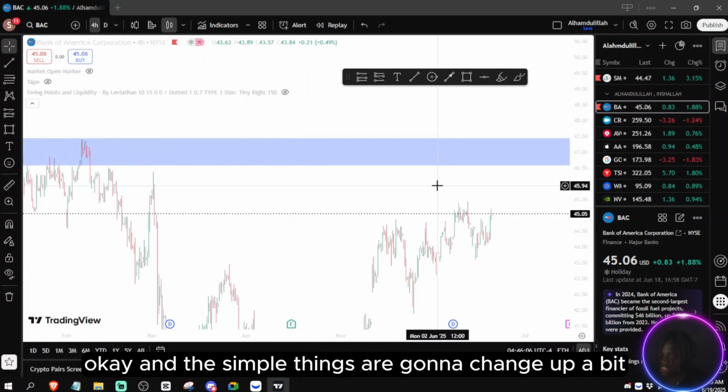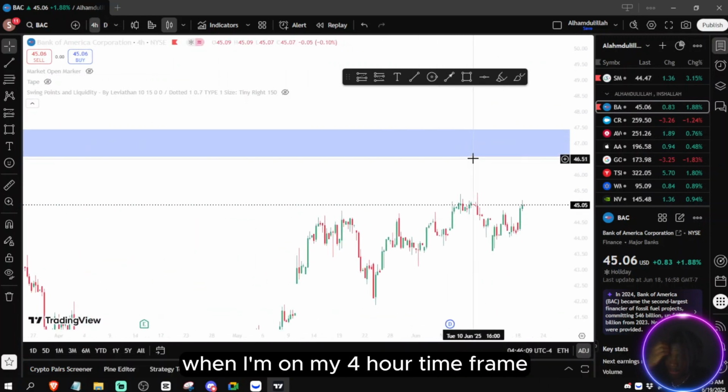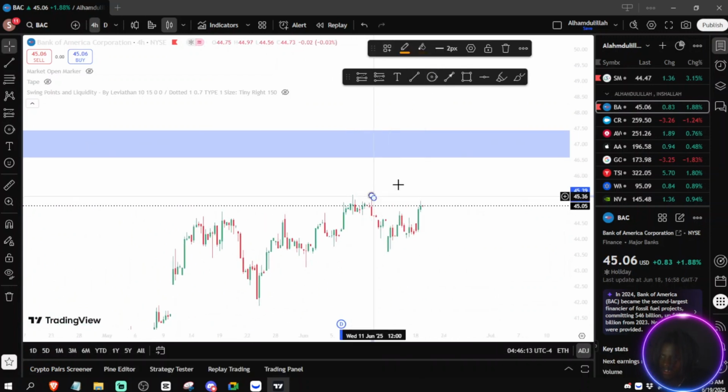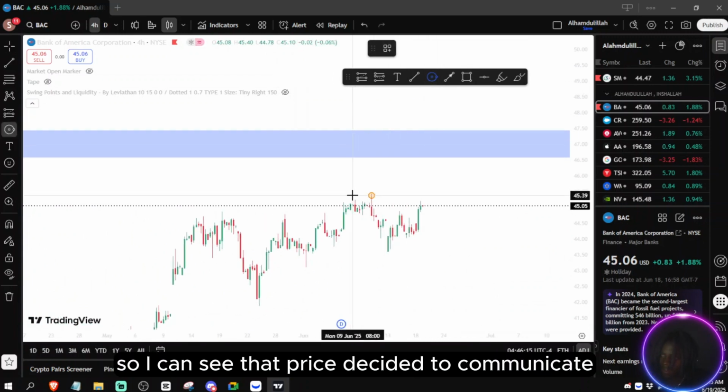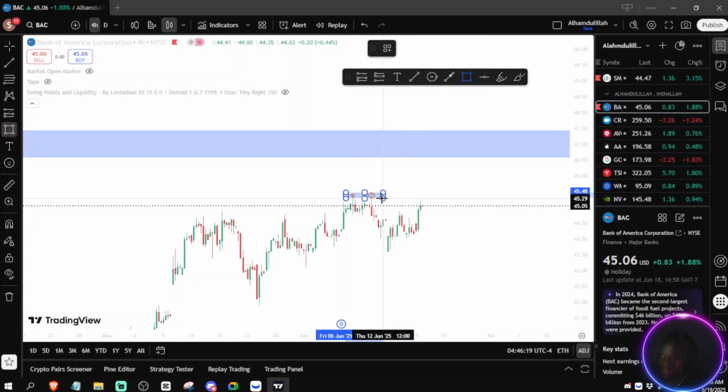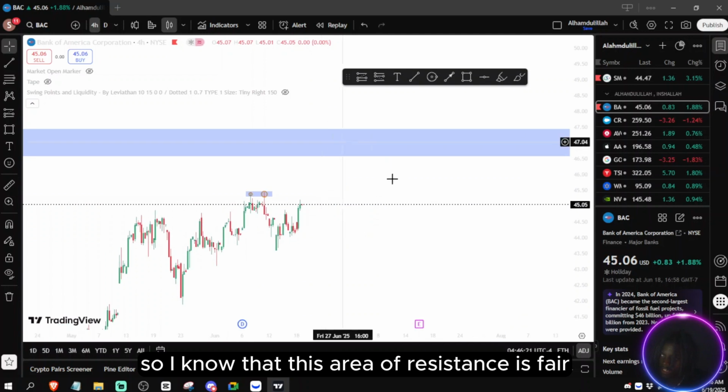After that, I like to get on my 4 hour time frame, and some of the things are going to change up a bit. On my 4 hour time frame, I like to look for key areas of resistance. I can see that price comes into contact with the same area right here twice on the 4 hour. So I know that this area of resistance is fair.